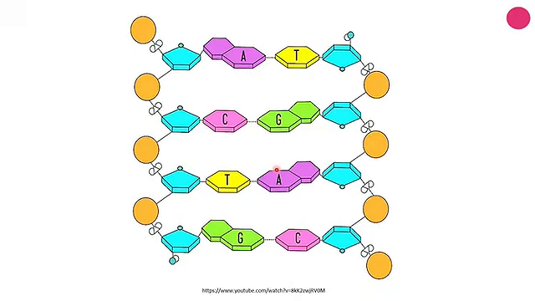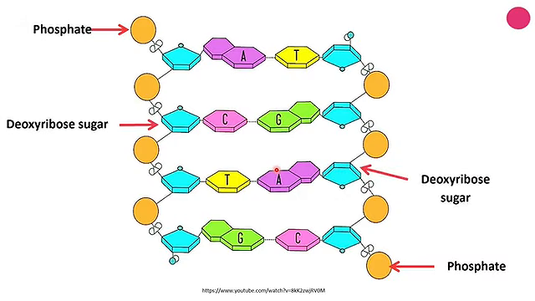So just looking at this diagram, you need to be able to give me a few labels. We can ask you to identify that orange circle. That orange circle is called a phosphate or a phosphate group. Then that blue pentagon is a deoxyribose sugar. You can't just give the label as just a sugar. Right, it is a sugar, but be specific. The type of sugar it is, is a deoxyribose sugar.